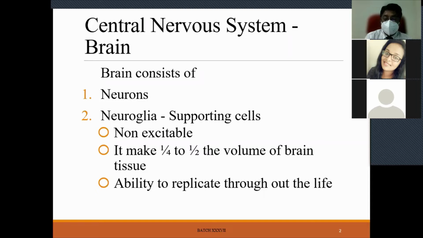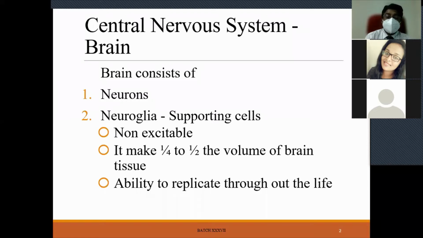So those neurons get excited to the stimulus coming from either the external or internal environment, and then that excitement travels along the neuron to another neuron, and finally it reaches the brain. There it will be interpreted, and then the response comes the other way. But these neuroglial cells are not like that.